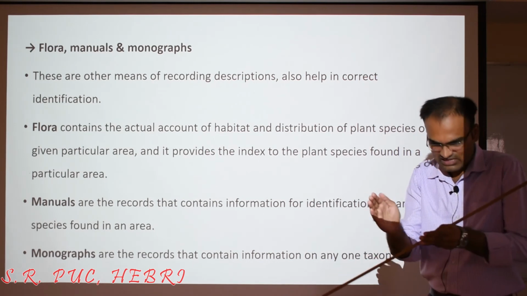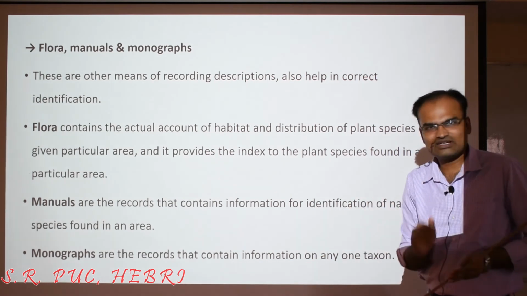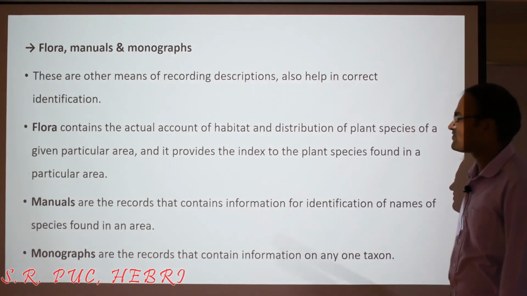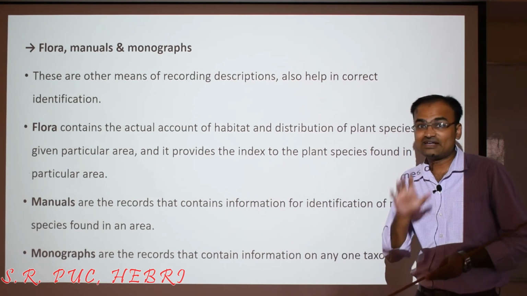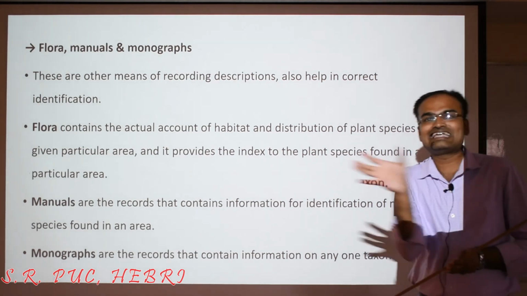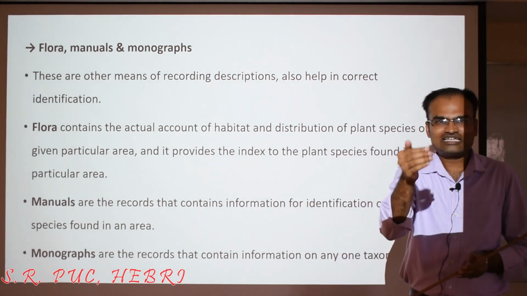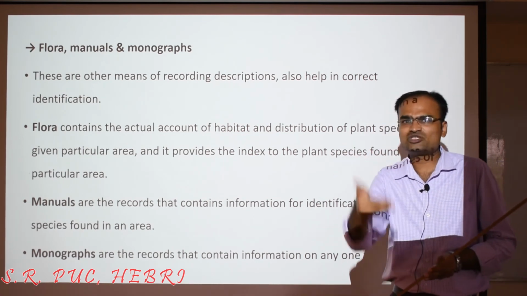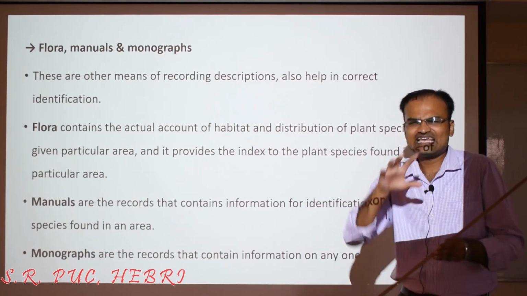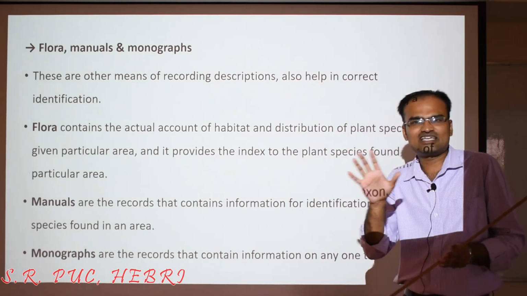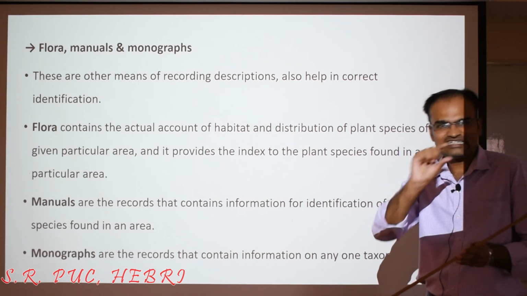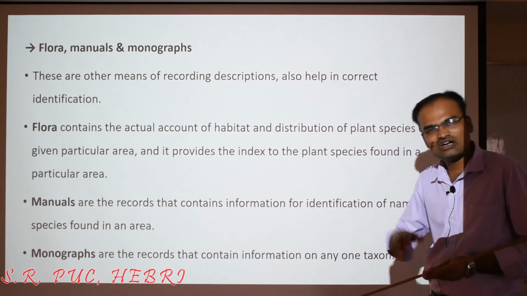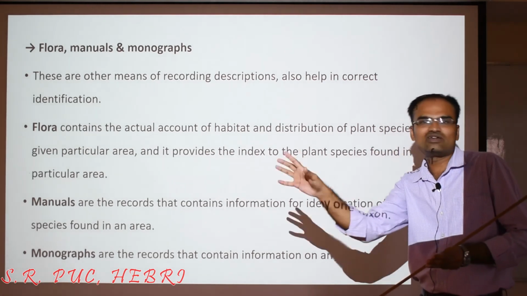Several different places have different floras, and it provides the index to the plant species found in a particular area. In the starting of any textbook, there will be an index page. So what is it going to give us? A summary of the book. How many pages are there? How many units are there? Isn't it? Headings of the chapters and all. Like that, the flora is going to give us an index of that particular area.